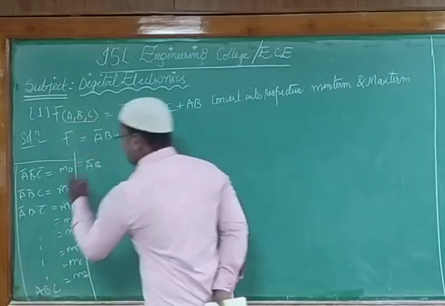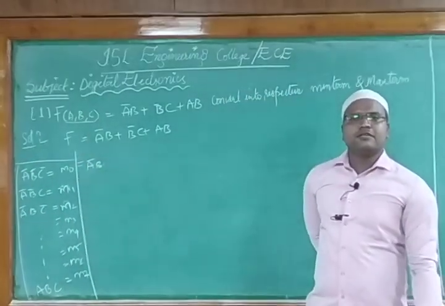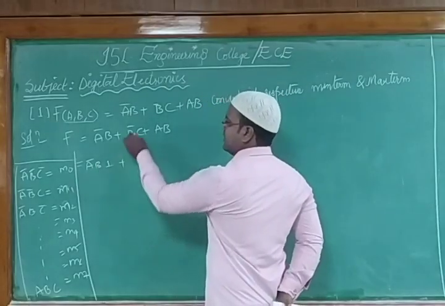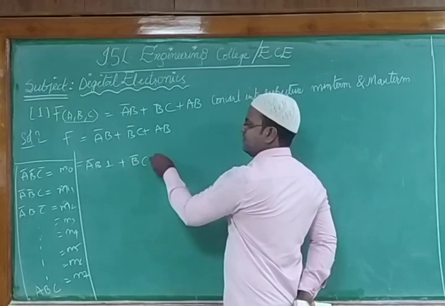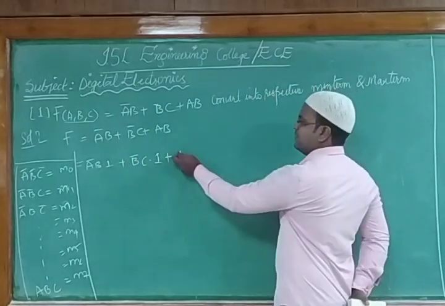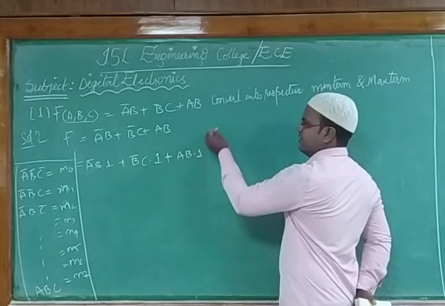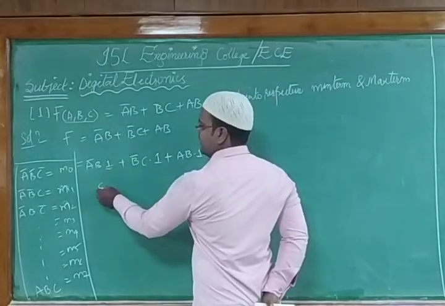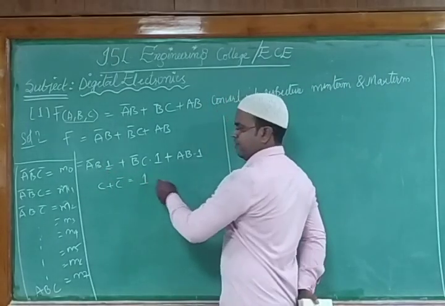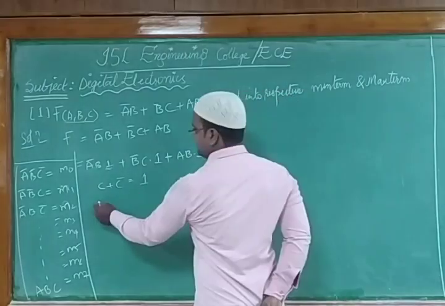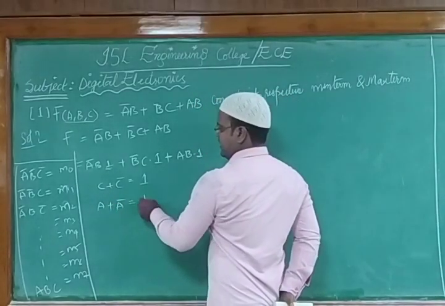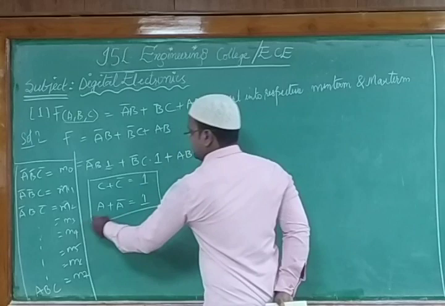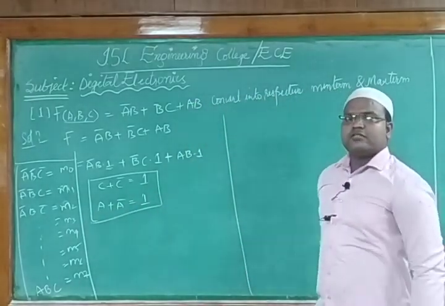That means for every term, all literals need to be present. Here we don't have C, so we'll multiply with 1. Similarly here we don't have A, so we'll multiply with 1 again. In the next term, AB is there, we don't have C, so we'll multiply with 1 again. We know that C plus C complement is 1, and similarly for the second term, A plus A complement is 1. So these two Boolean laws I'll apply to convert this question.